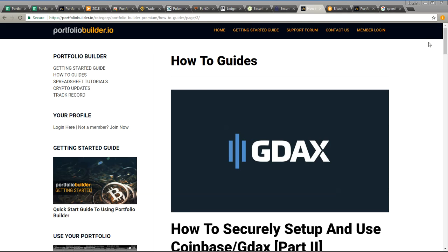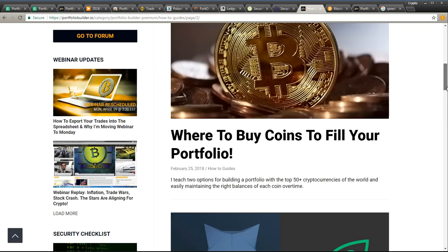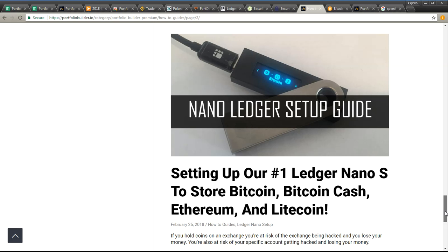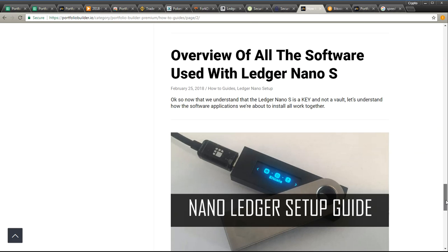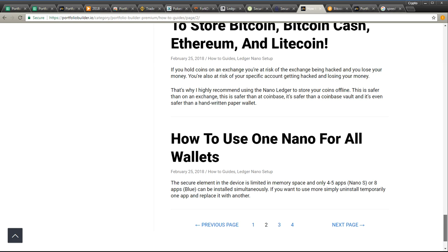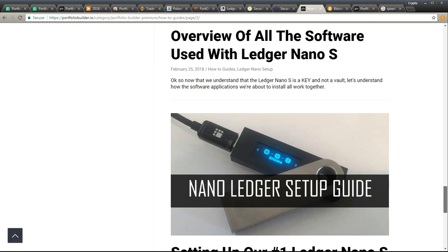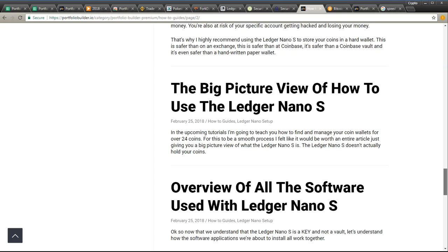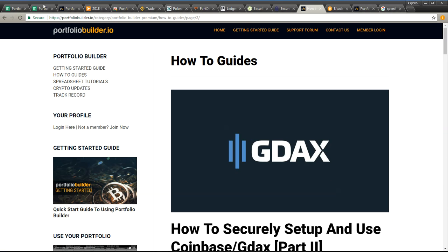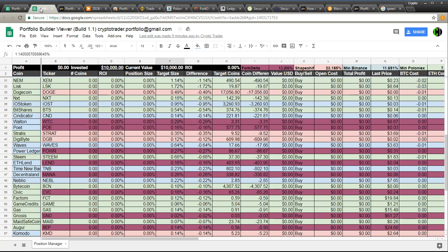And with your free account, you have access to all of the guides up to page 2, which does teach you how to set up the Nano Ledger S, which you're going to want. It also teaches you how to use the software for Nano Ledger S, and it gets into installing a few of the wallets. Now on page 3 and 4 we go through every single wallet installation, but that's really only necessary for our advanced members who are trying to build the lengthier list of coins in the portfolio.